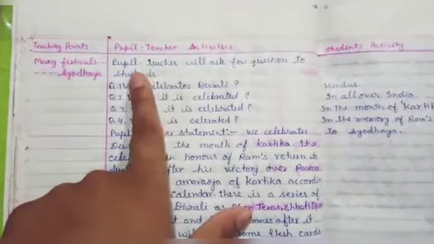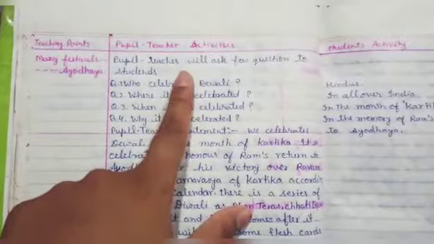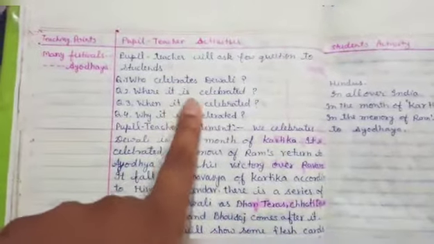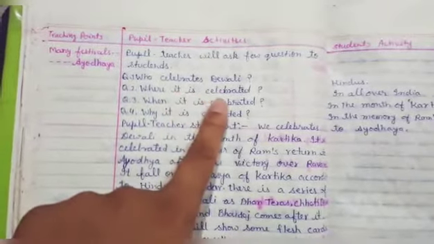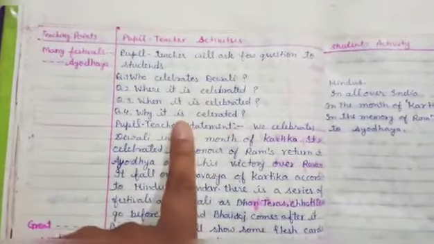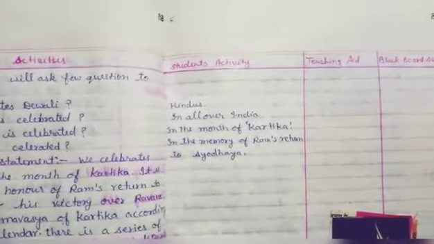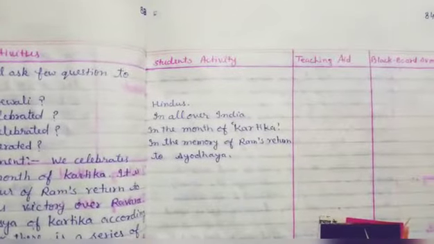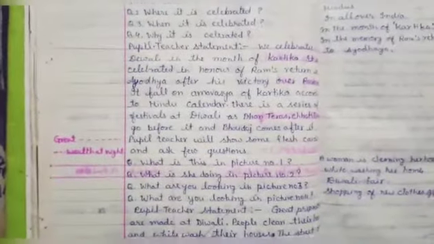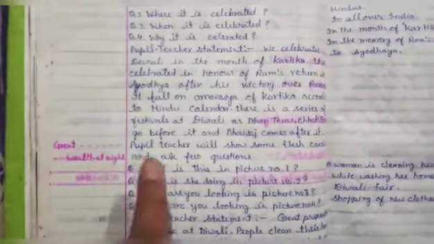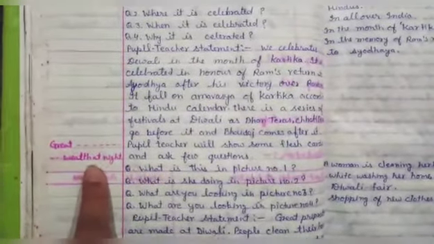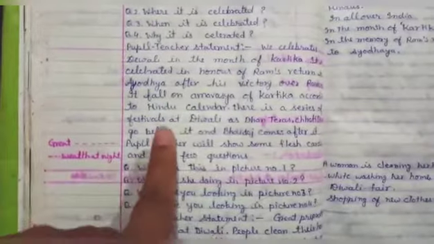And then the pupil teacher is going to ask these questions: who celebrates Diwali? Where is it celebrated? When is it celebrated? Why is it celebrated? In student activity, the students will be answering like this. Then we have the second teaching point, which is from grade to wealth at night.